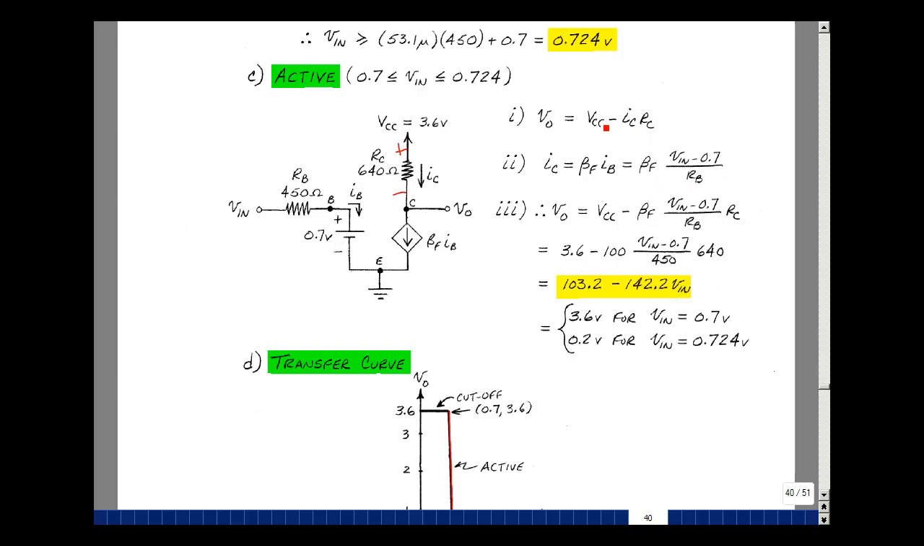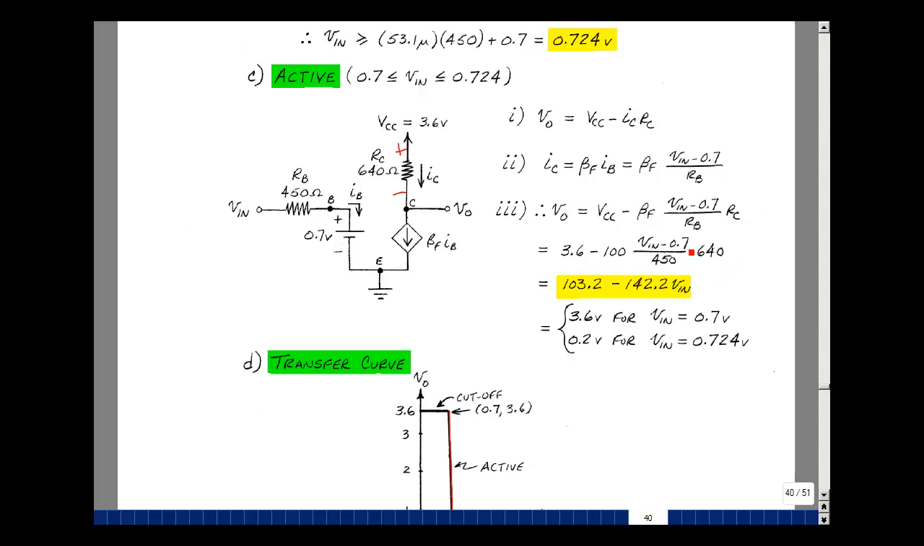Substitute that back in. So Vout is equal to VCC minus beta F times IB times R sub C. In this case, VCC is 3.6 volts, beta F is 100, R sub B is 450, and R sub C is 640.